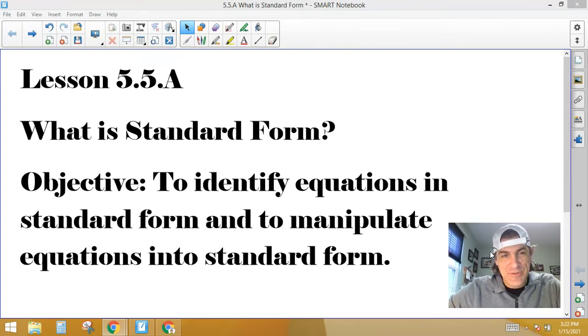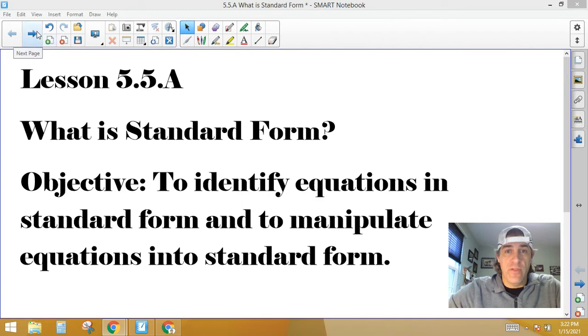We're on the next unit, and we're going to start with lesson 5.5a, and it's what is standard form. Standard form is our third and final way to represent a linear equation. So far we've talked about slope-intercept, point-slope, and now it is standard form. And very basic today, all I want to do is identify equations that are in standard form and start to manipulate or transform equations into standard form.